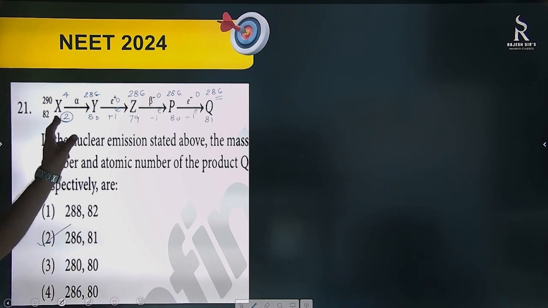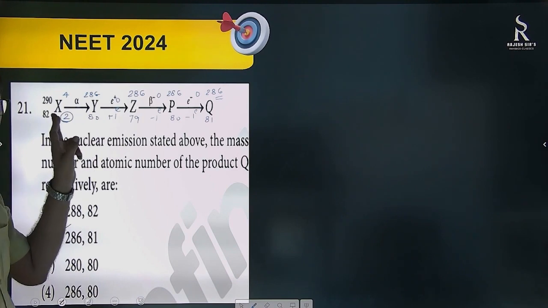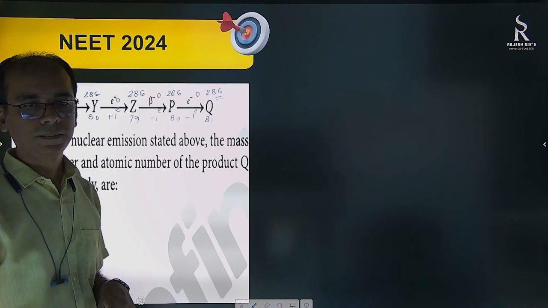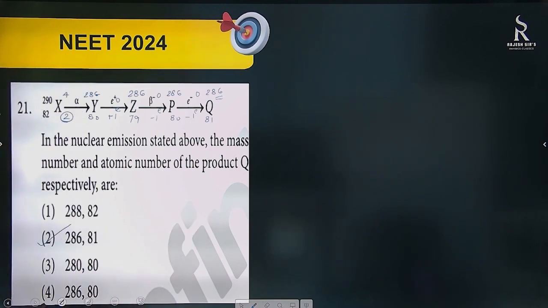Okay, you understood, no? This is alpha, this is beta plus, where the atomic number is decreased, but here is beta negative. So atomic number is increased again. That means protons are increasing. Okay. Alright then, next.